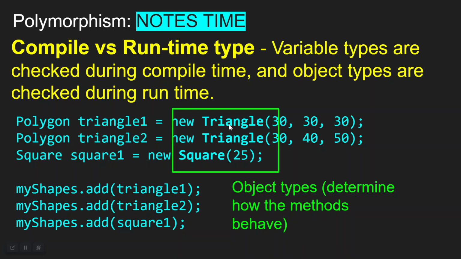So when triangle 1 calls the calculate area, it's going to calculate the area as a triangle. It's not going to calculate the area as a polygon. It's going to go to the triangle subclass and look for where that method is overridden, and it's going to behave that way. And then the square obviously is going to behave like a square because it's a square object as well as a variable of the square type.